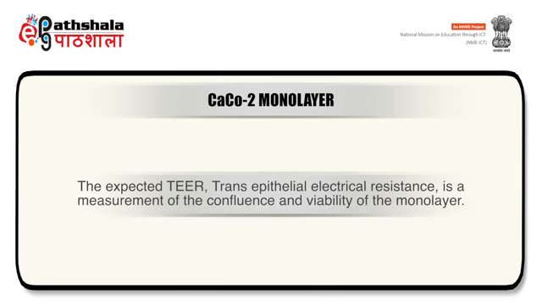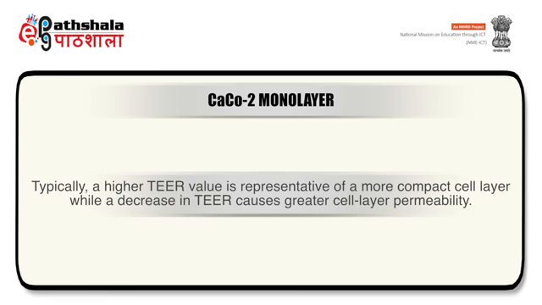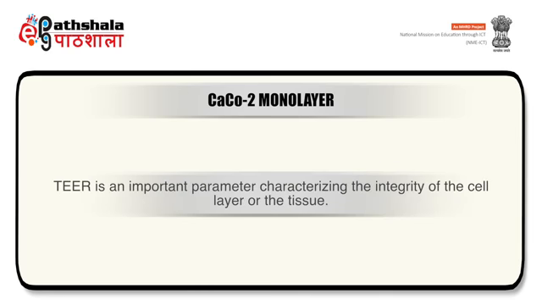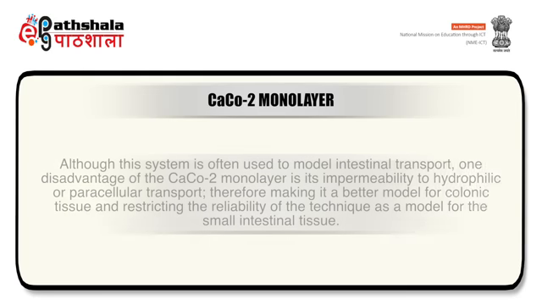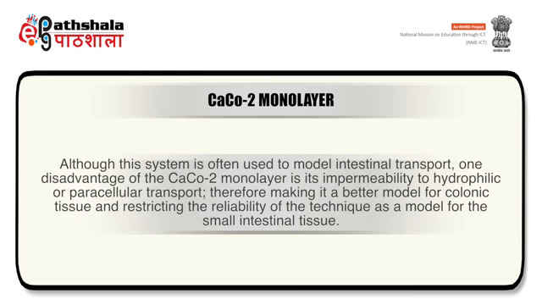The expected TEER, that is transepithelial electrical resistance, is a measurement of the integrity and viability of the monolayer. Typically, a higher TEER value is representative of a more compact cell layer, while a decrease in TEER causes greater cell layer permeability. TEER is an important parameter characterizing the integrity of the cell layer, and this system is often used to model intestinal transport.